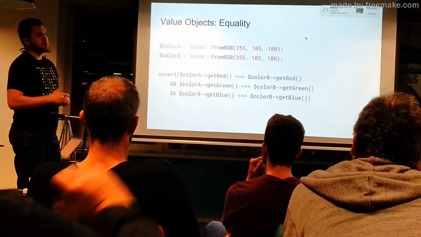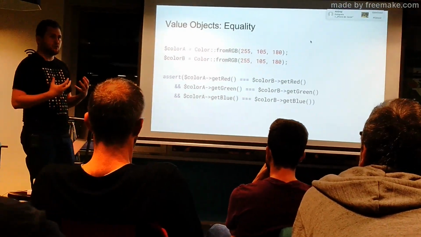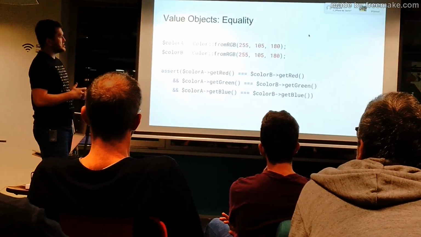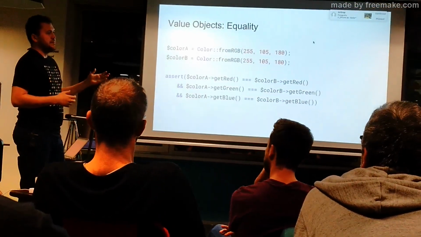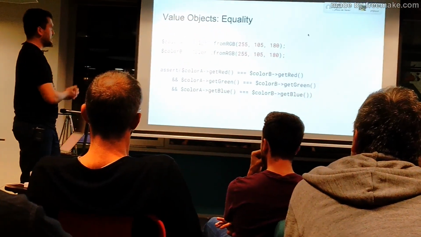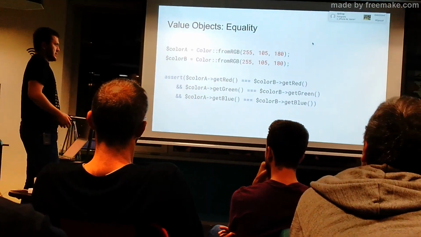Another thing with value objects is that they are defined by their state, by the value they hold. For example, these two colors hold the same RGB values. So if you compare them, they are equal. That's the property of the value object. But this is kind of stupid. You don't want to write code like this.